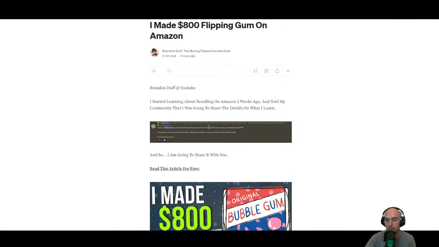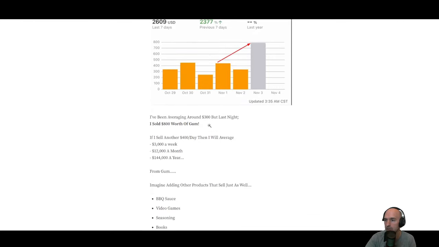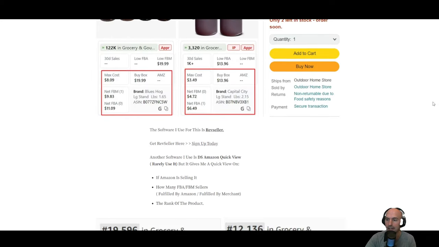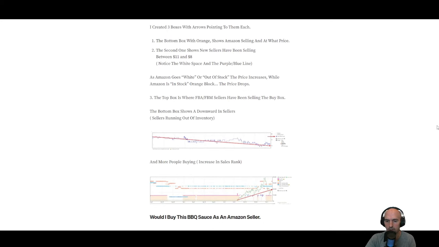By buying it and reselling it on the Amazon store, and how I use tools to give me the data so that I can make informed decisions on whether it's worth it or not.